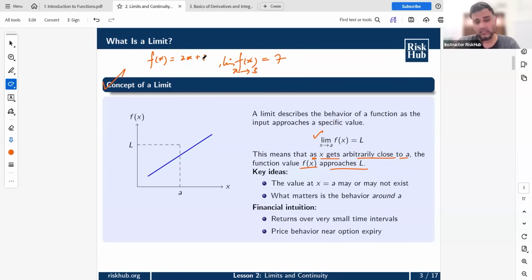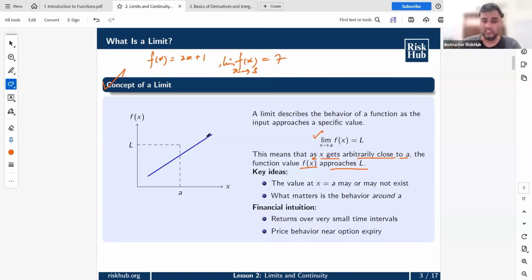Now, the takeaway here is that, as a student, you need to understand that limits describe the behavior around a point, not necessarily at that exact point. The value at x equal to a may or may not exist, but the limit can still exist, right?